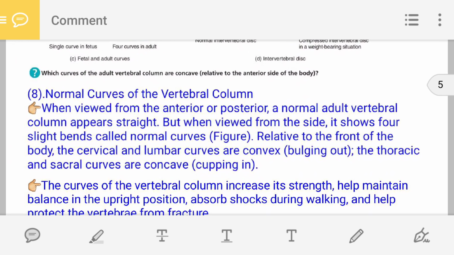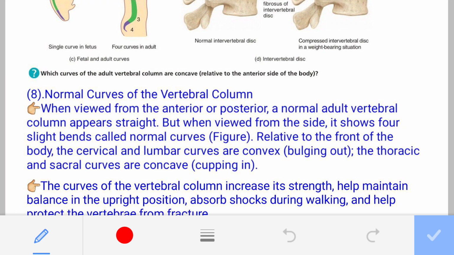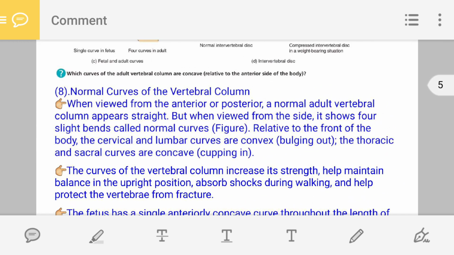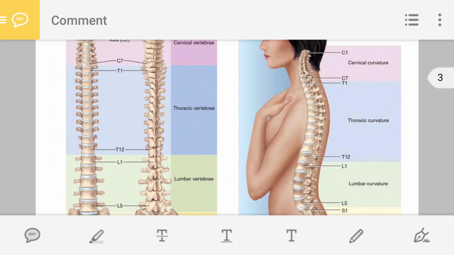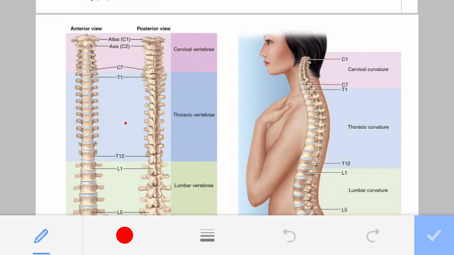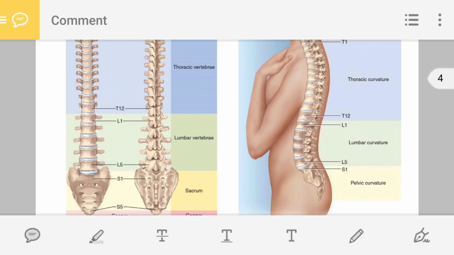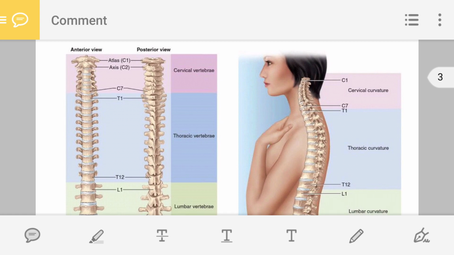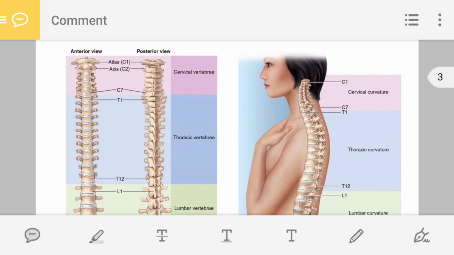Now, what I'm trying to explain to you is that, as you can see over here, it is written that when we are viewing the vertebral column from the anterior or posterior side, the vertebral column appears straight. For example, this is the dorsal view of the vertebral column, and this one is the ventral view. So in both the views, dorsal and ventral, the vertebral column looks straight.